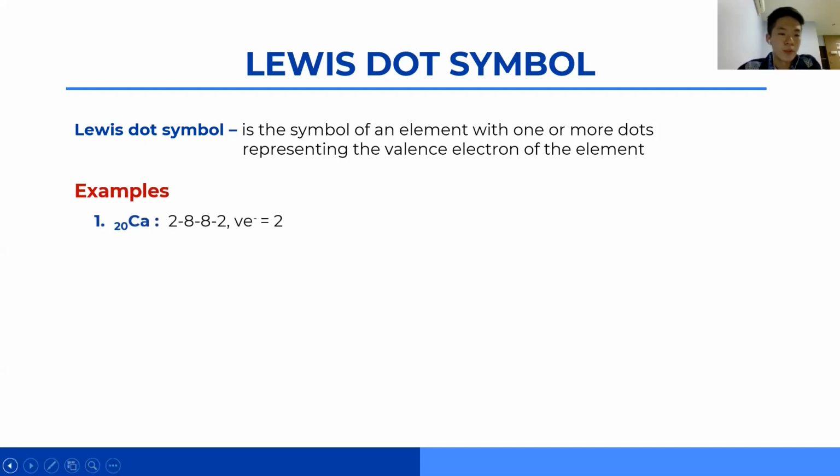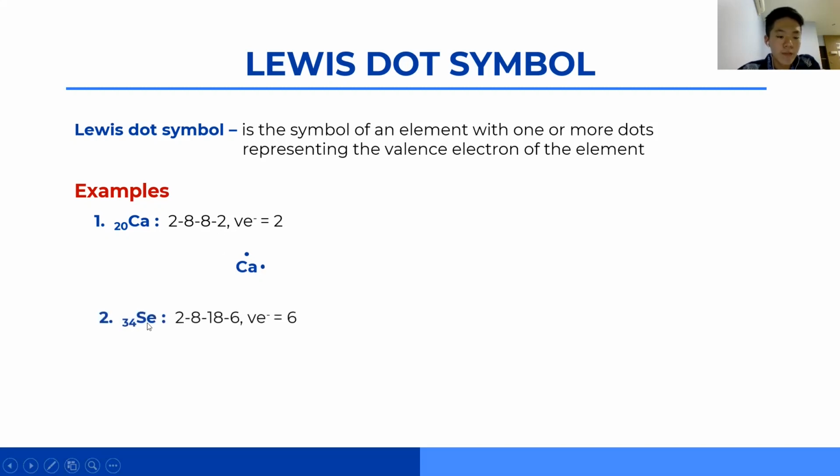For calcium, if you look at the periodic table, we know that calcium has an atomic number of 20. So the Bohr's model of 20 is 2, 8, 8, 2. Therefore, the valence electron in the last shell is 2. So there are 2 dots surrounding calcium. So this is the Lewis dot symbol of calcium.